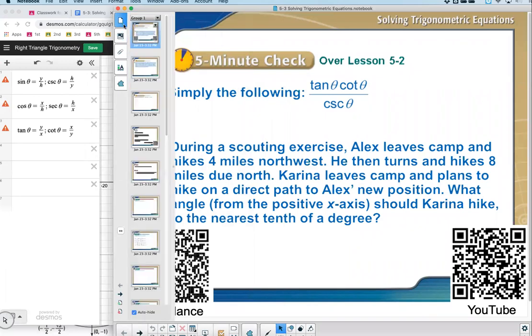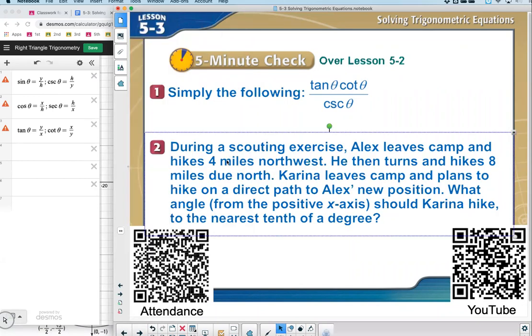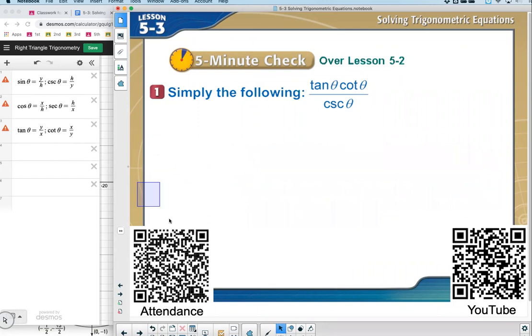Number 1 here. Did I get this out of order? Oh, no, I don't know what I did. Let me delete that. I'll leave that down there for you to fill out.